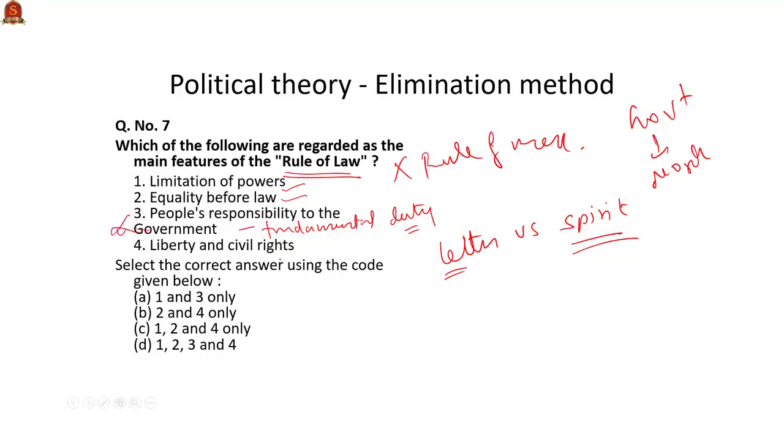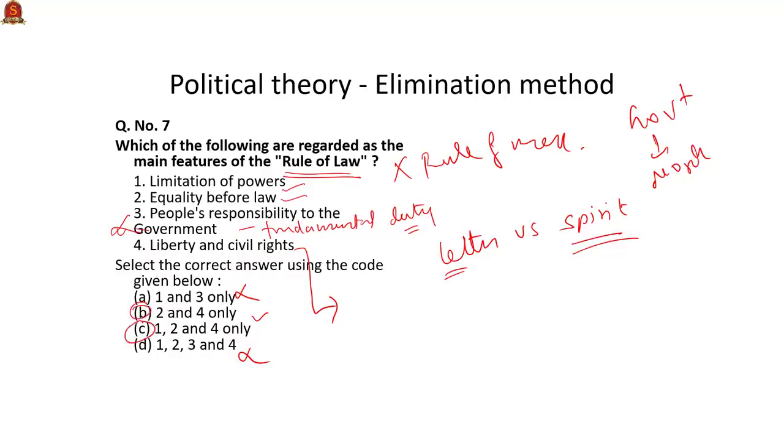Liberty and civil rights are automatically important. If that is not there, rule of law will not be there. This is the general meaning. By spirit, liberty and civil rights must be there. Now 3 should not be there, right? So option A can be eliminated, option D also can be eliminated. Now the doubt is between the second and third options, that is option B and option C. You will be getting confused.